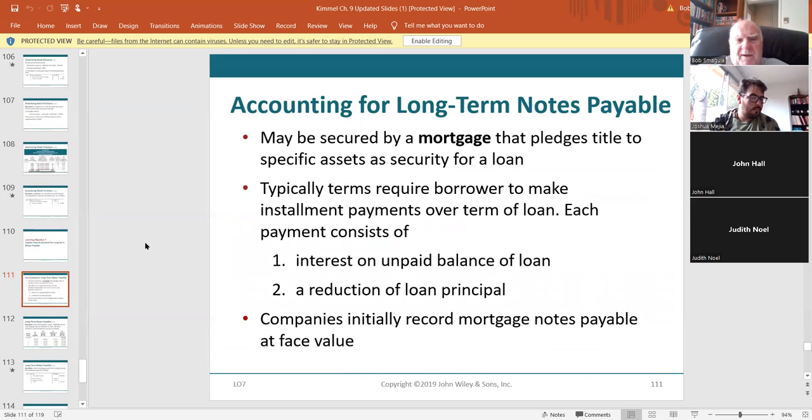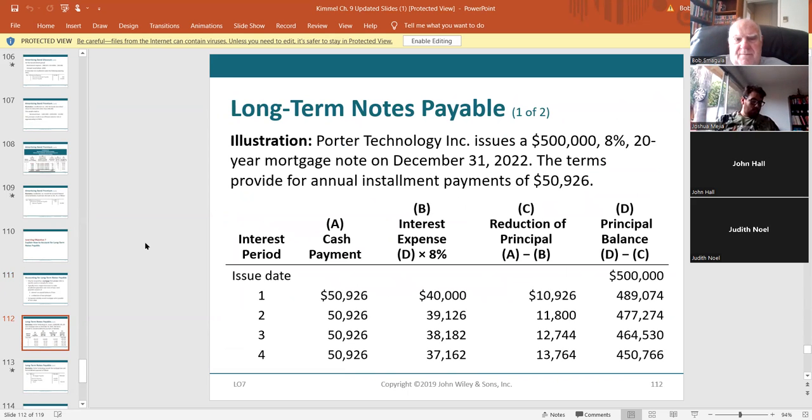Long-term notes payable. Now we're back to some kind of easy stuff. Maybe secured by a mortgage. Yeah, there's not much to this. This is long-term notes. There's no amortization or anything tricky. They issued a $500,000 mortgage note. Here you go, John. Here's your mortgage. Cash payment is $50,926. Look how much of that is interest at the beginning. Most of it is interest. Not much of it is principal. But as each year goes by, the amount of interest expense goes down, and the amount of principal goes up.